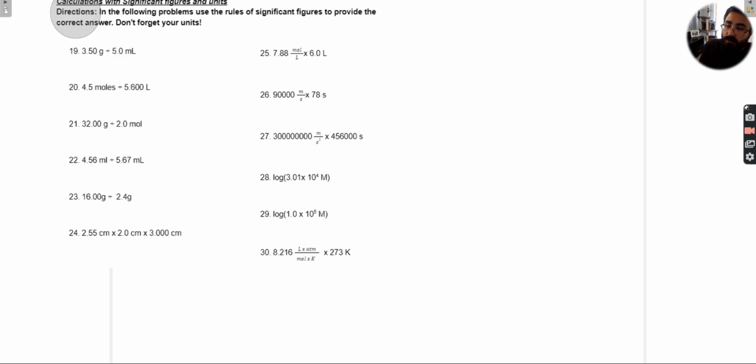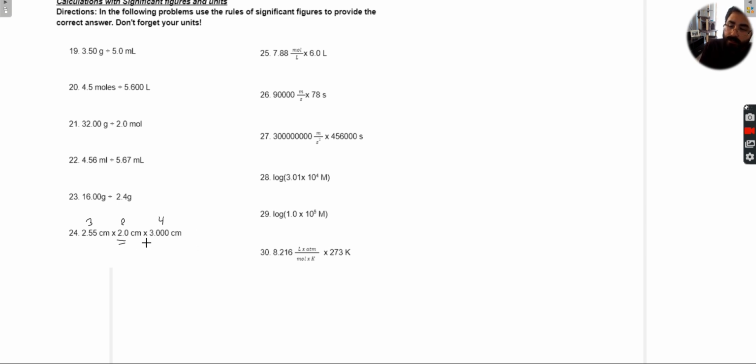All right, little review. Let's check out 24. You see 2.55 times 2.0 times 3.000. So there's 3 different values, and it still follows the same rules. This has 3 significant figures, this has 2 significant figures, and this has 4 significant figures. So the one that has the lowest is this one, and that's how many we're going to have.